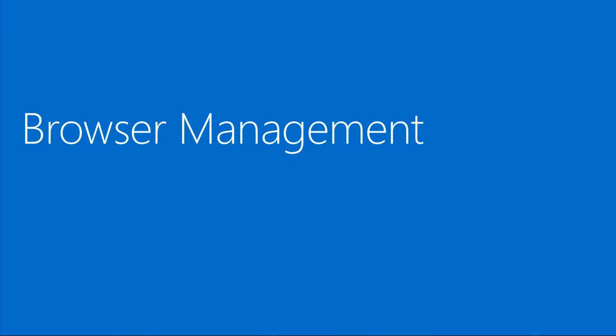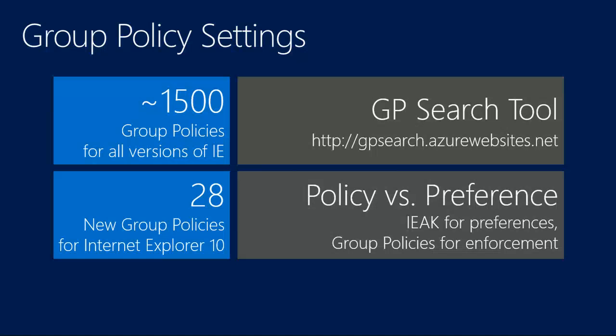All right, let's cover browser management now. As I mentioned before, Internet Explorer has about 1,500 group policies. These are group policies for all kinds of versions of IE. We added a lot of group policies around the IE8 timeframe, but we've continued to update that and add policies for IE9 and IE10 as well.